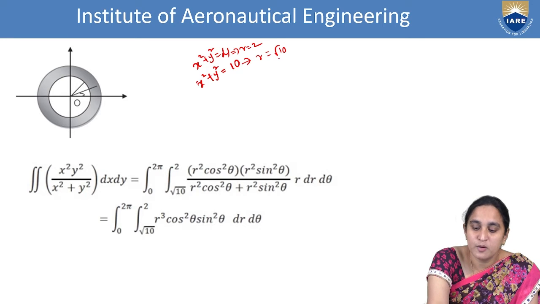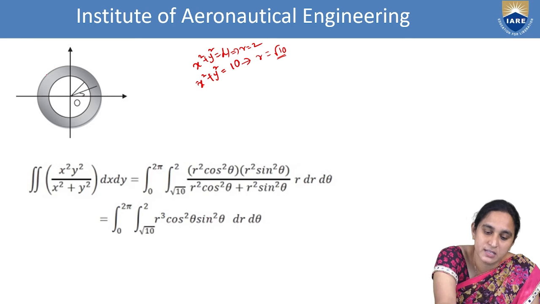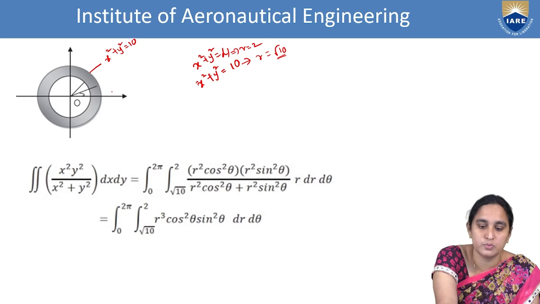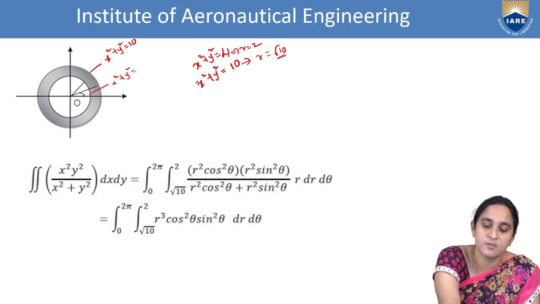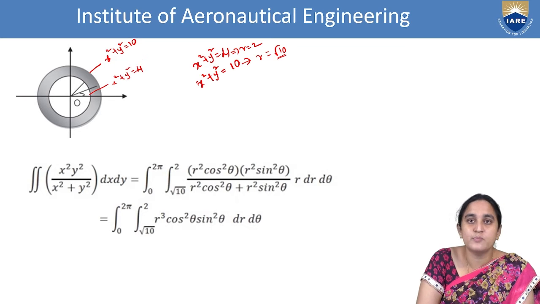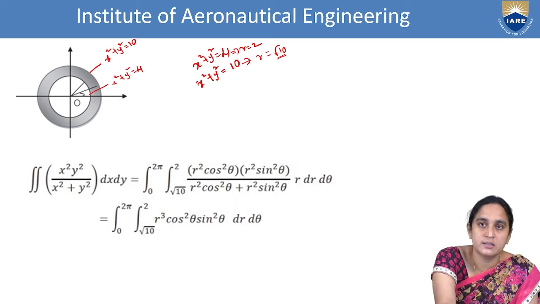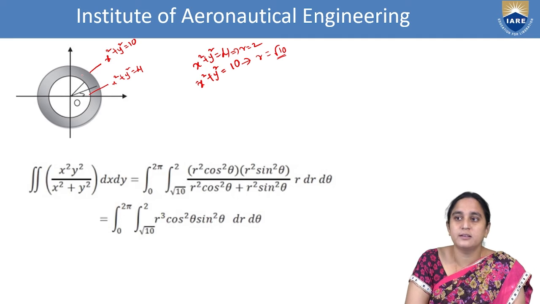What is the radius for the first circle? That is root 10. The biggest circle is x square plus y square is equal to 10, with radius root 10, and the second circle is x square plus y square is equal to 4, with radius r is equal to 2. That's the smallest circle. These two are the circles. Now we have to calculate the value in between the two.